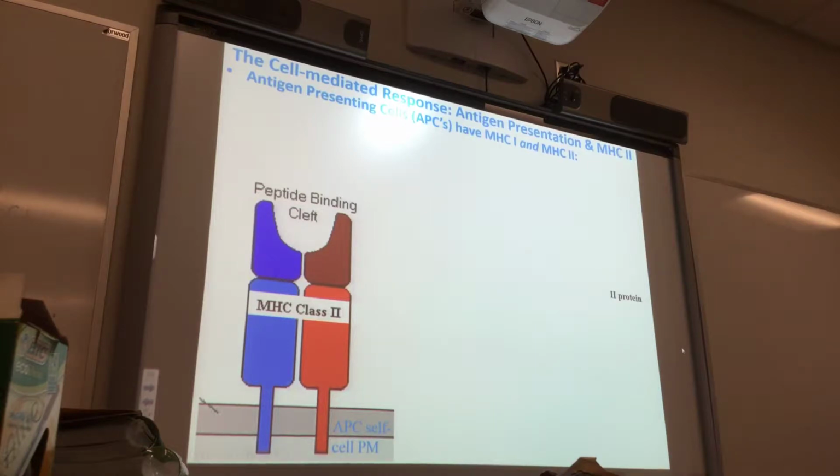All cells of your body have class 1 MHC proteins. Only antigen presenting cells have class 2 MHC proteins. So if you are a cell in the body that has a nucleus, you will have an MHC class 1 protein in your plasma membrane. But if you are also an antigen presenting cell, you'll have an MHC class 2.